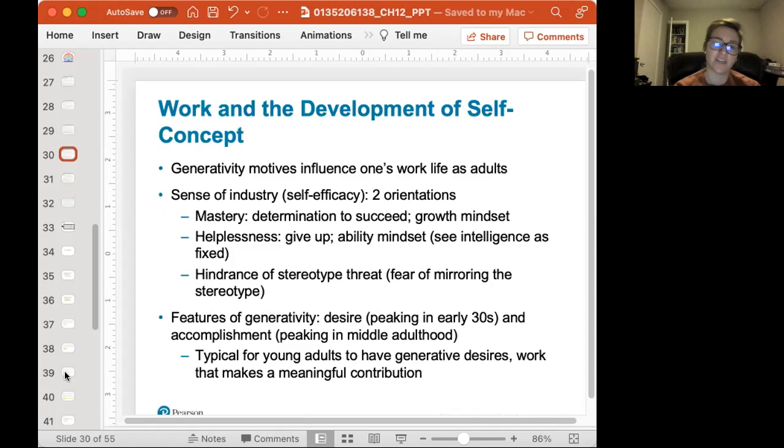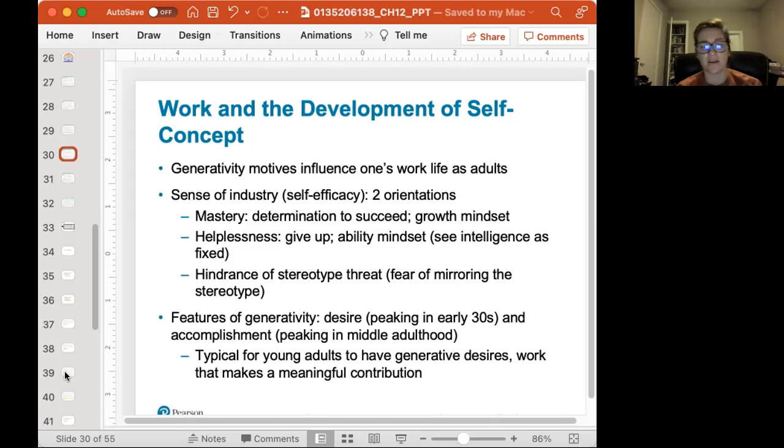So generativity motives influence one's work life as adults. So their sense of industry, self-efficacy, which is their belief that they can affect their world and make change. There are two orientations. So there's mastery and helplessness. So the mastery view, there's determination to succeed, and there's a growth mindset, versus the helplessness view involves giving up, and an ability mindset where intelligence is seen as a fixed thing. Like, I can't get any smarter. Oh my gosh, this sucks. Like, I'm always going to be stuck this way. You know, these different things.